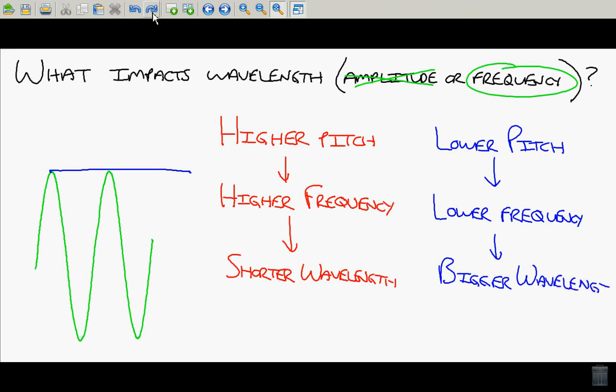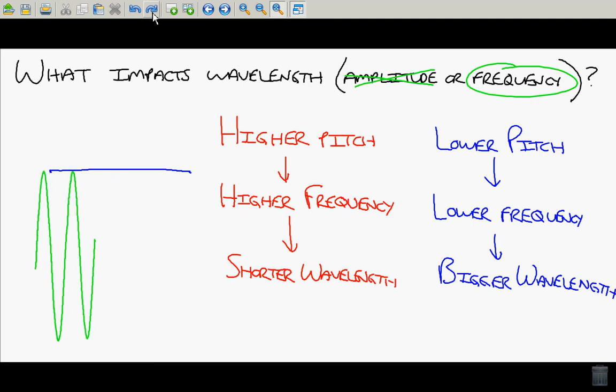So as an example again, we'll go ahead and tighten up those waves a little bit more, and notice that we made a shorter wavelength, but in doing so we're going to have a higher frequency, which is going to give us a higher pitch or a higher note. So higher frequency, higher pitch, and that is due to a shorter wavelength.